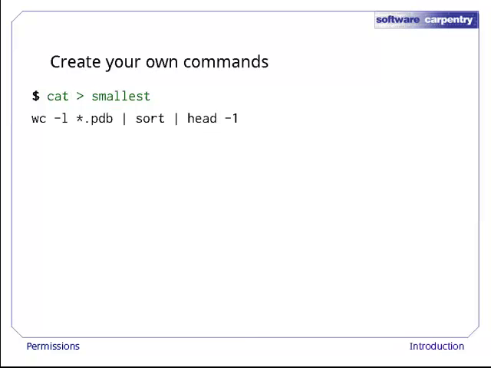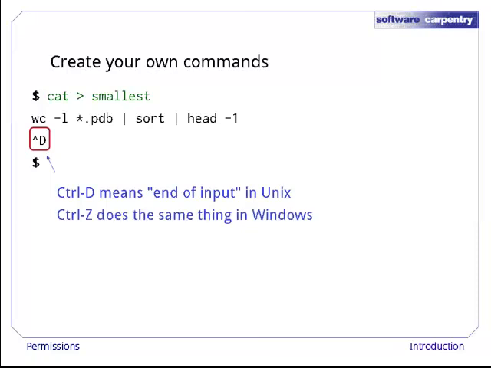Type in this line, wc -l *.pdb | sort | head -1. You may remember this as the pipe we constructed in the previous episode to find the smallest molecule file. After pressing enter to end the line, type Ctrl-D. You should immediately get a new shell prompt. Ctrl-D means end of input on Unix. It's how we tell cat, or any other program, that there's nothing more for it coming from the keyboard. The equivalent control character on Windows is Ctrl-Z.